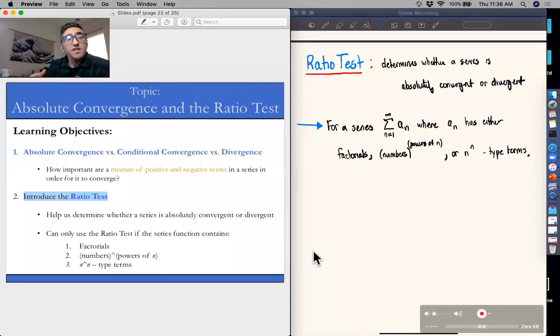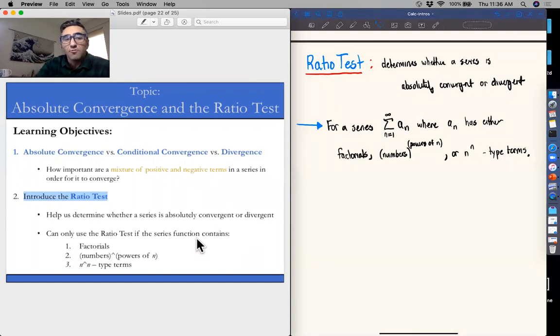All right, so we're also going to study what's called the ratio test, which is another series convergence or divergence test. However, the ratio test is going to help us determine whether a series is absolutely convergent or if that series is actually divergent. So it's not going to tell us anything about conditional convergence, and we're going to see why in a second.